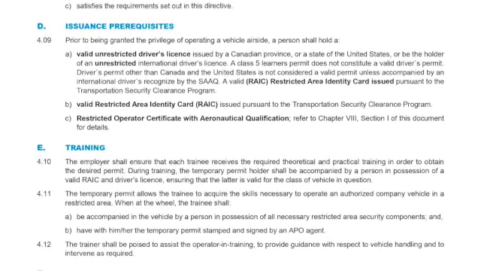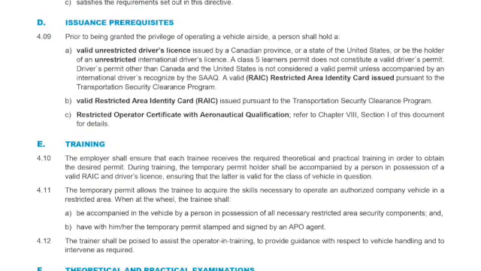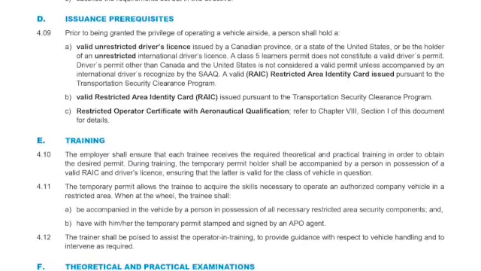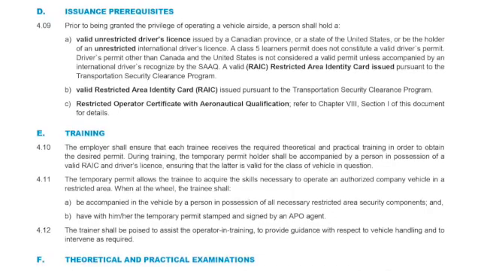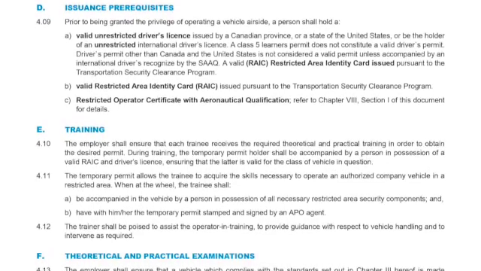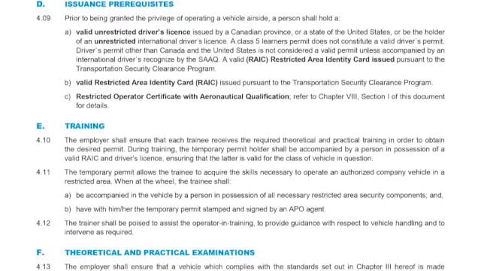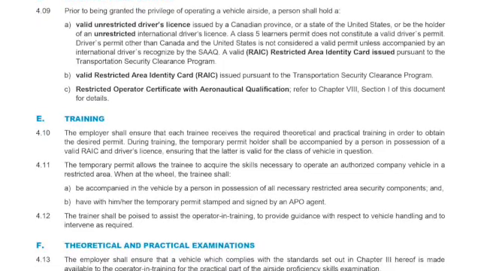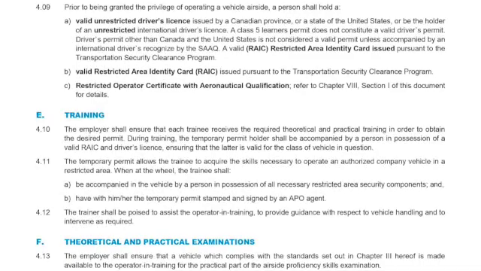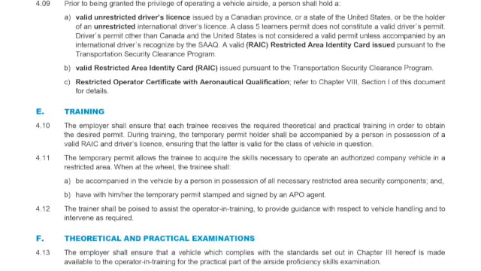E. Training. 10. The employer shall ensure that each trainee receives the required theoretical and practical training in order to obtain the desired permit. During training, the temporary permit holder shall be accompanied by a person in possession of a valid RAIC and driver's license, ensuring that the latter is valid for the class of vehicle in question.